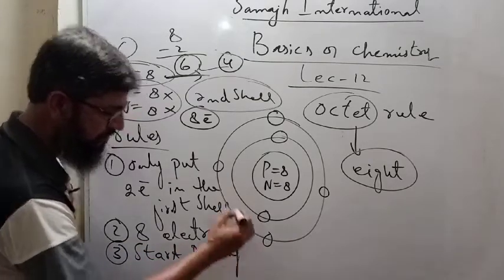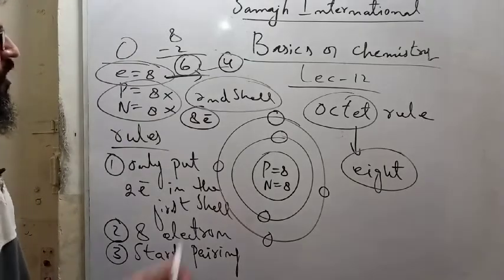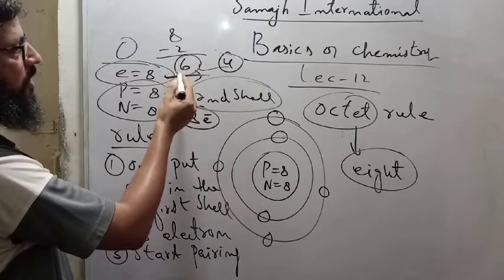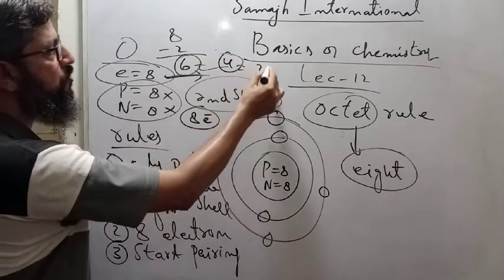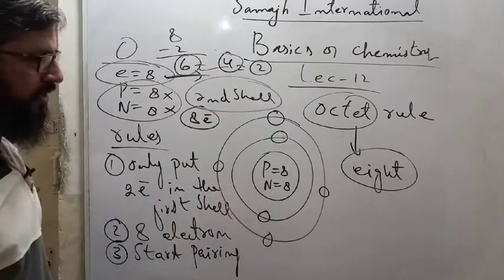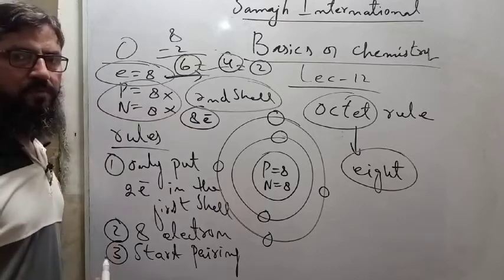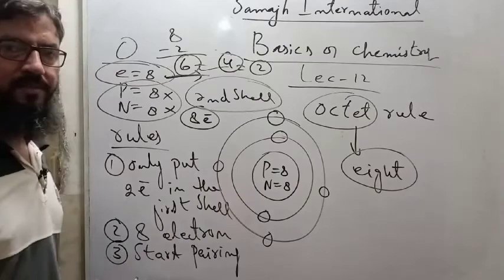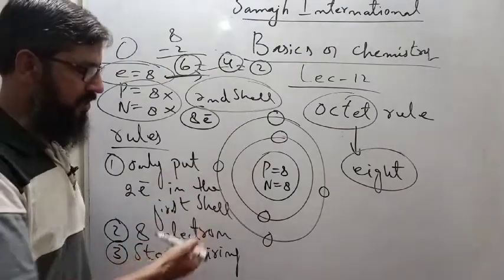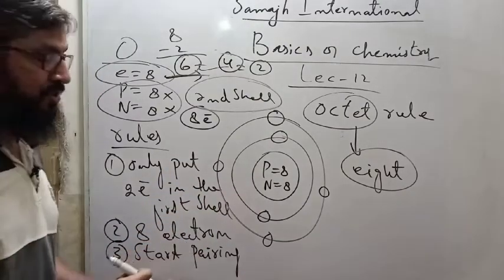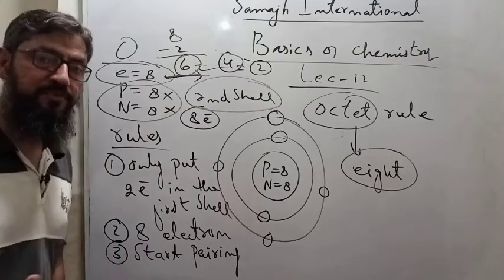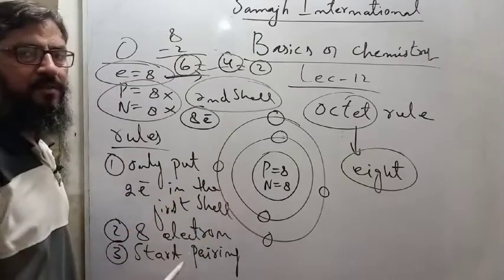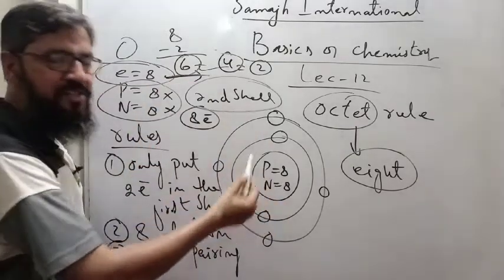Pairing according to your wish. How many electrons are remaining? You were 8, then 6 remained, and out of this 6, now 2 electrons are remaining. Now what are you to do? Is there any space remaining in this second shell? Yes, there is a space remaining. This is the second shell, and the capacity of the second shell is maximum 8 electrons. You can fill 8 electrons. So still there is space in the second shell.